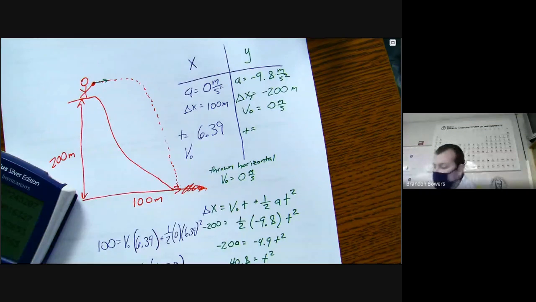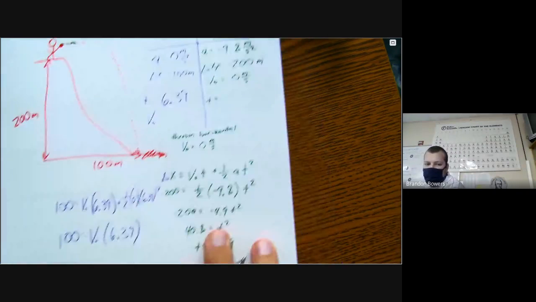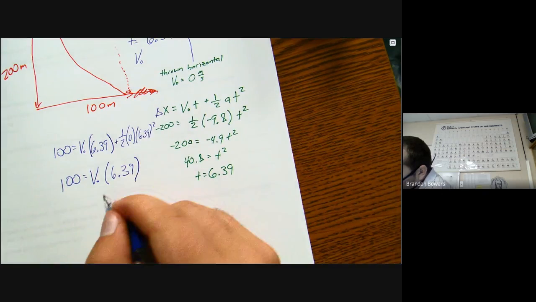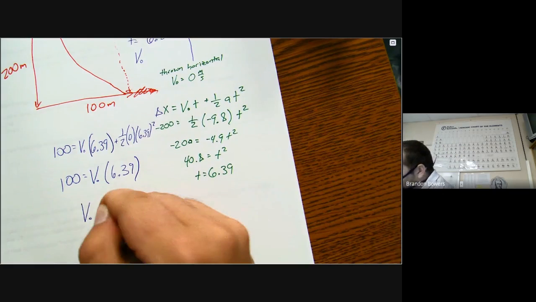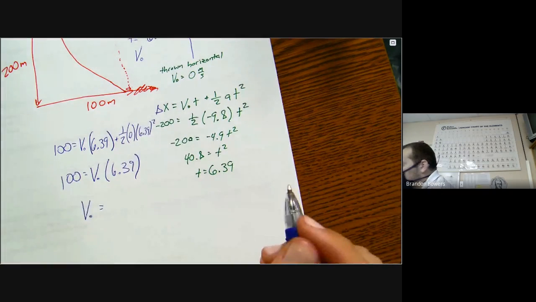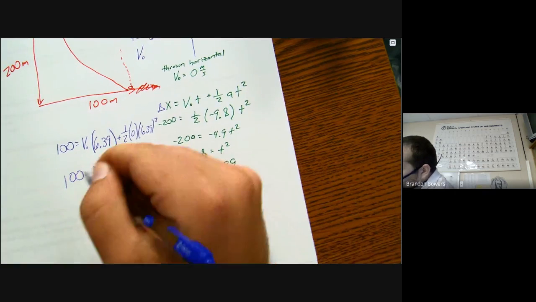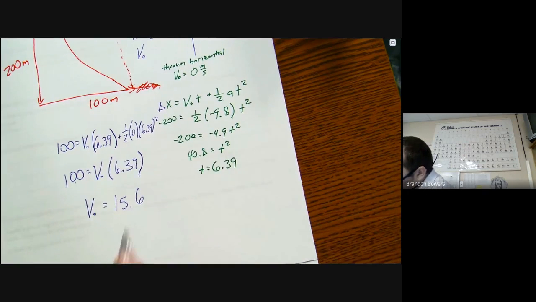Oh, you can't see that. My bad. That's what I got so far. And then you just divide it, right? So 100 divided by 6.39. I got the initial velocity. Now this one, we care about sig figs. I got 15.6. This only has one sig fig, so I have to round to one sig fig.